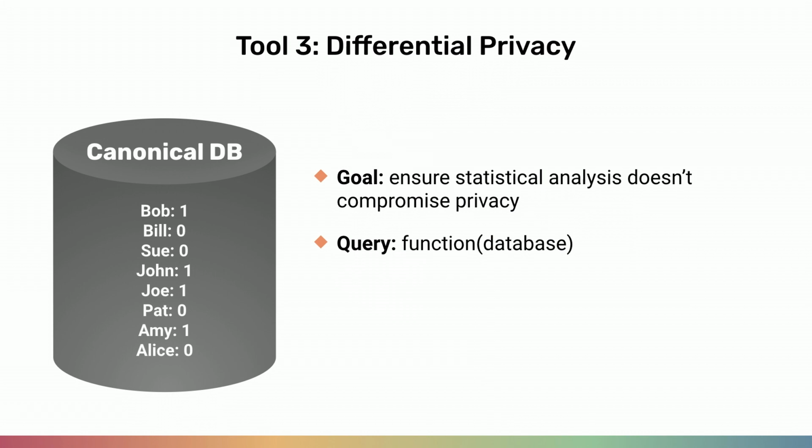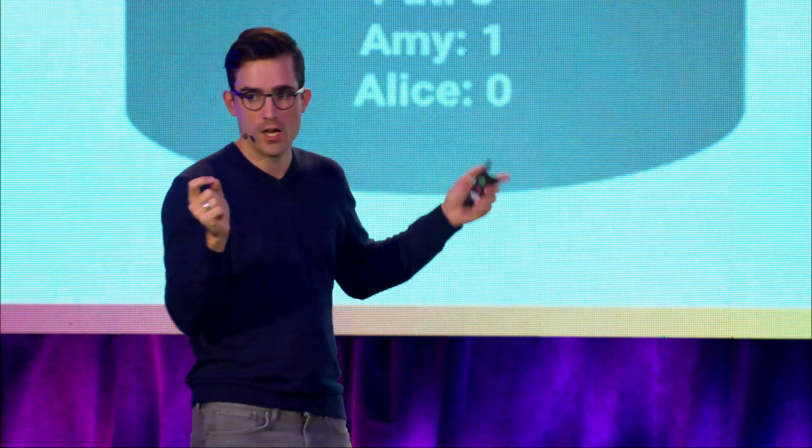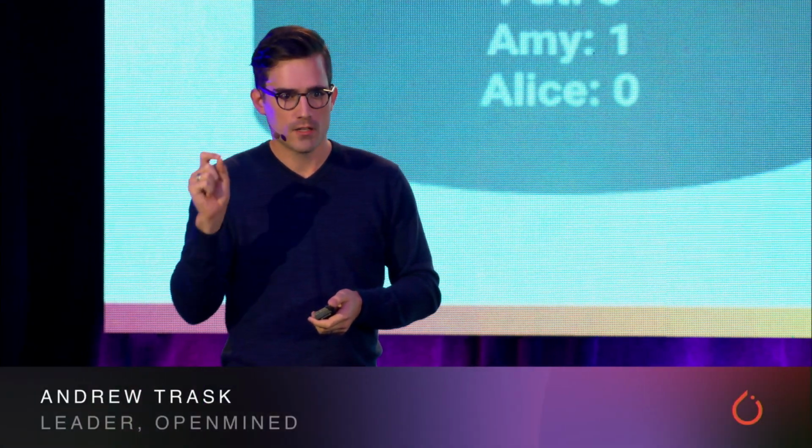And we're going to query this database, and we're going to look at the output of this query and ask a very important question. What is the maximum amount that the output of my query, the output of my function, could change if I removed John from the database? Okay? If that is 0, then I know that the output of this function is not conditioned on John's information. Right? He's not contributing to this query.